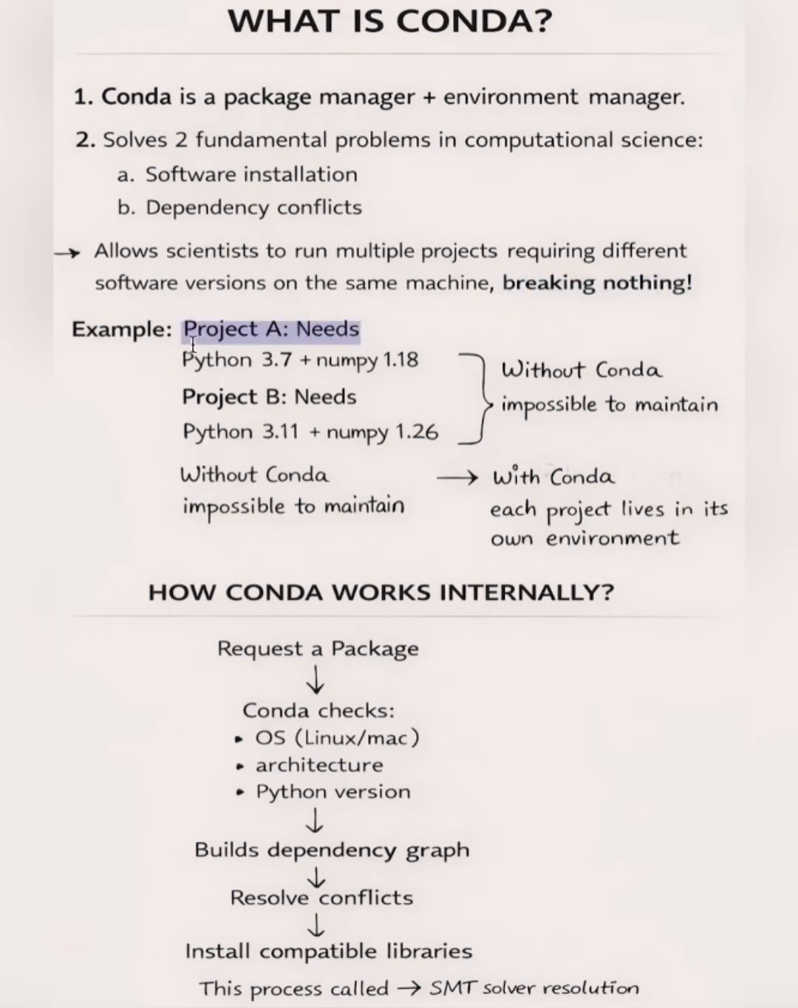Why conda is needed? For example, Project A may need Python 3.7 with NumPy 1.18. Project B may need Python 3.11 with NumPy 1.26. Without conda, maintaining both setups on the same machine is almost impossible. But with conda, each project lives in its own environment, so nothing breaks.